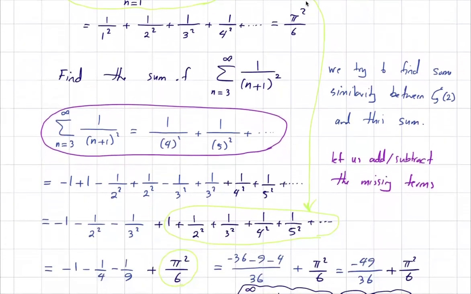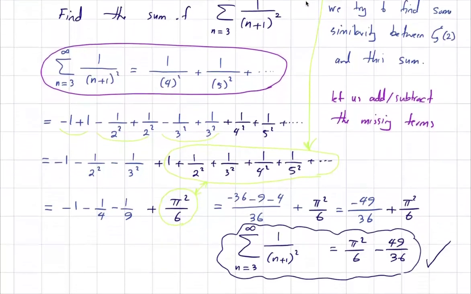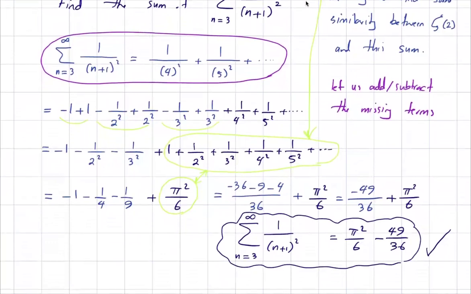What are the missing terms? 1 over 1 squared, plus 1 over 2 squared, plus 1 over 3 squared are missing. So you're basically adding and subtracting these numbers to this series and then group these together. The group of these numbers is pi squared over 6 based on zeta 2. So when we did the algebra, we saw that the summation of 1 over n plus 1 squared, n starts from 3 to infinity, is pi squared over 6 minus 49 over 36.